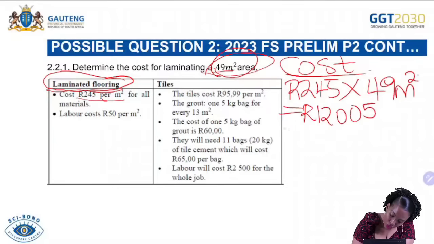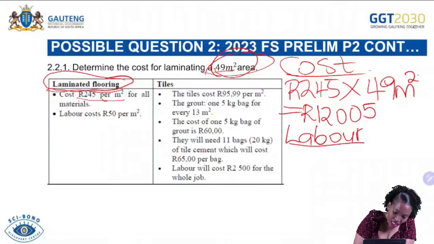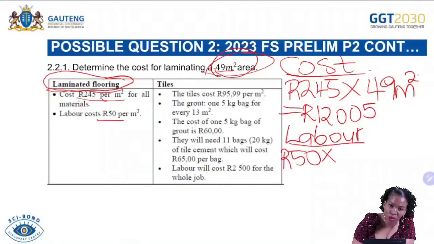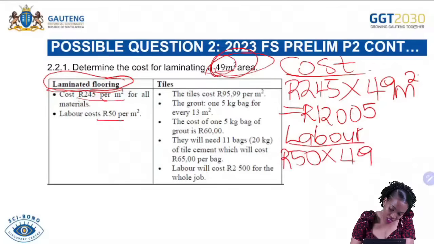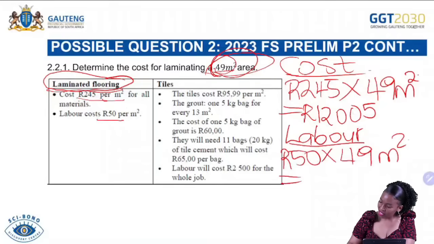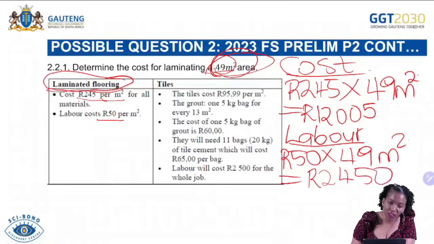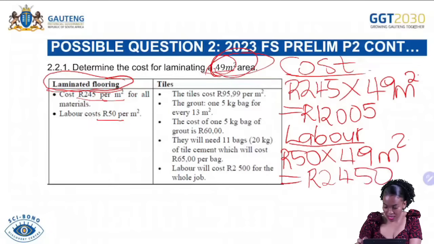We must also do the calculations for labor. So for labor, how much is our person charging us? This person is charging us 50 rand per square meter. Per square meter, again, it means for 1 square meter. And how many square meters are we having here? We have 49 square meters. So this is multiplied by 49 meter squared. And then you've already done this on your calculator. The labor, it is 2,450.